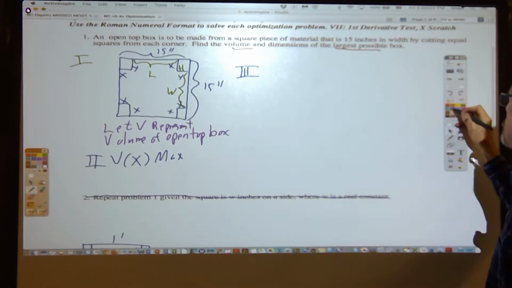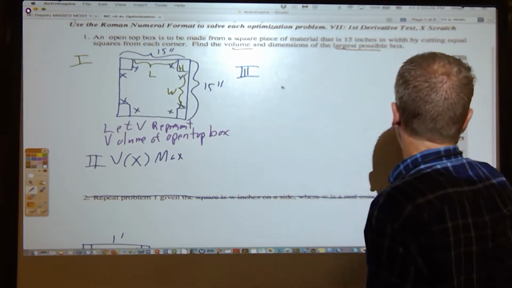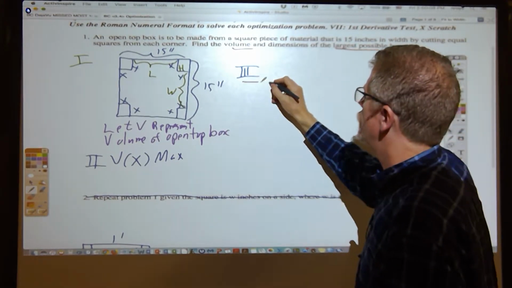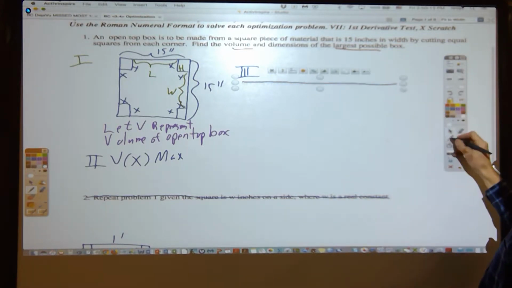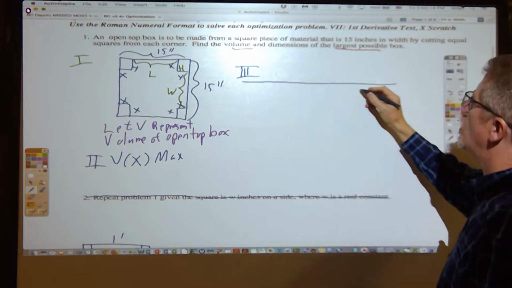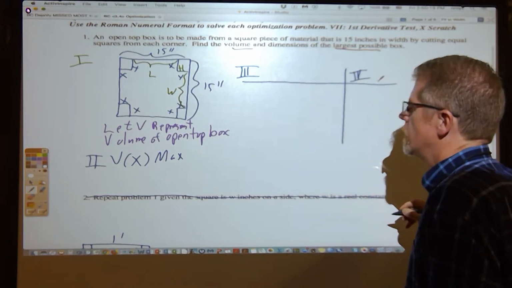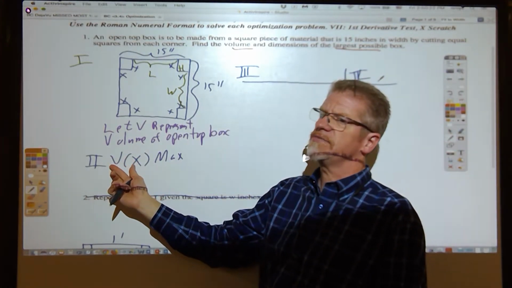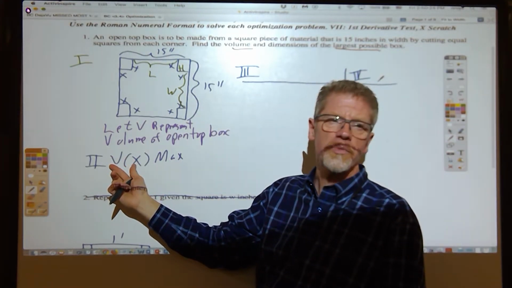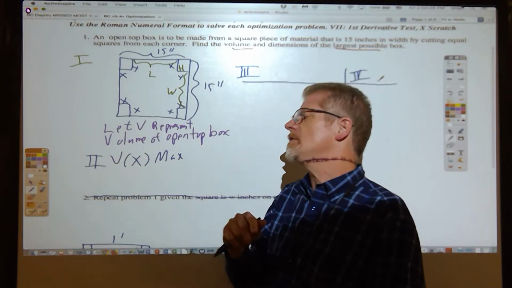Okay, Roman numeral 3. It's very unusual to use Roman numeral 4 in related rates, but in optimization problems, you almost always have to use Roman numeral 4. Just like in related rates, Roman numeral 2 has your list of desirable variables. We want V and X. Everything else will be designated an undesirable variable.